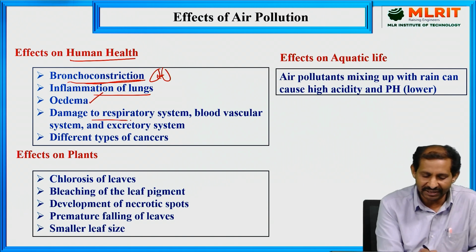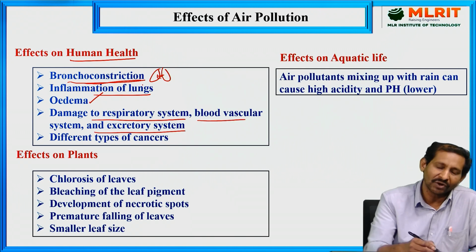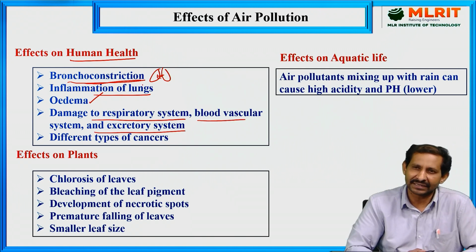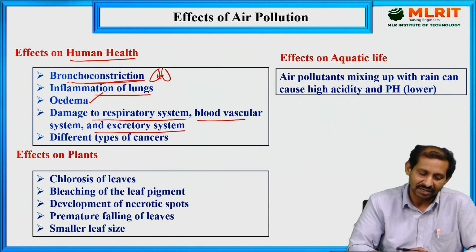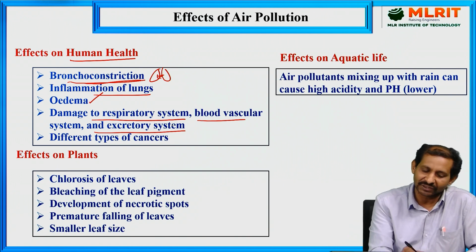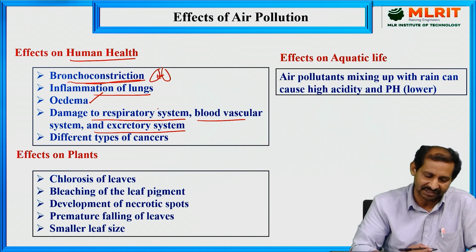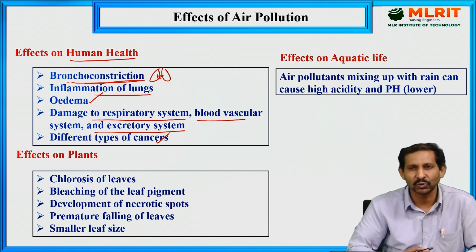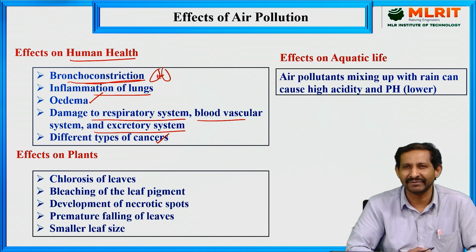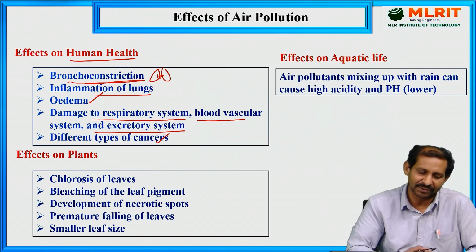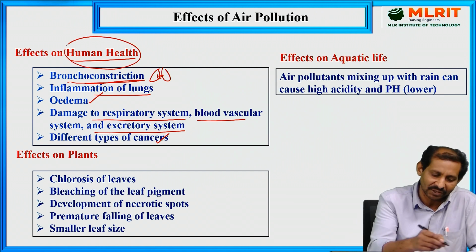Then damage to the respiratory system, blood vascular system, and excretory system. Once the lungs are affected by breathing, these are connected to the respiratory system, blood vessel system, and excretory system, and these will all be affected. Different types of cancers can also be caused by taking polluted air in for breathing. These are the human health problems that arise.